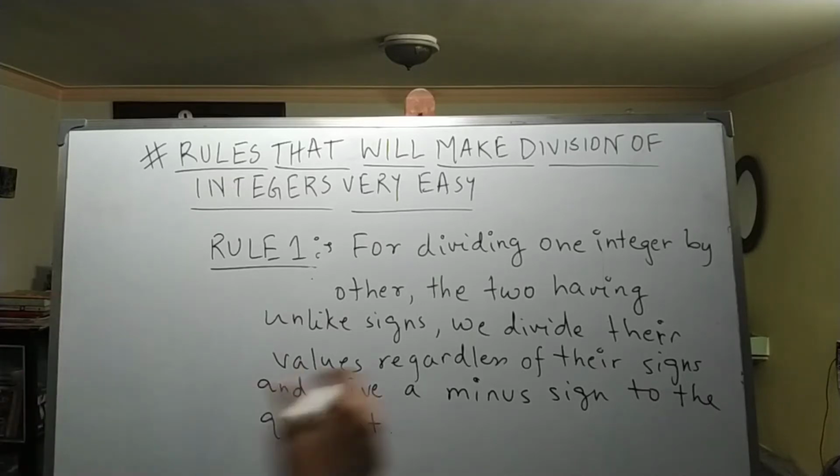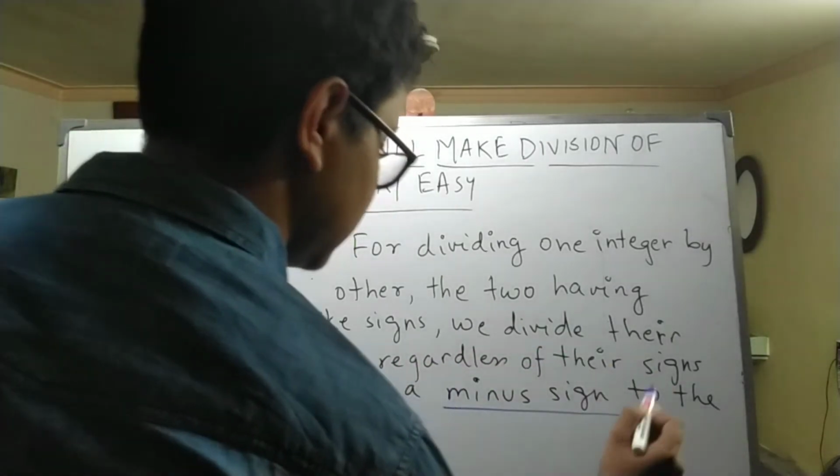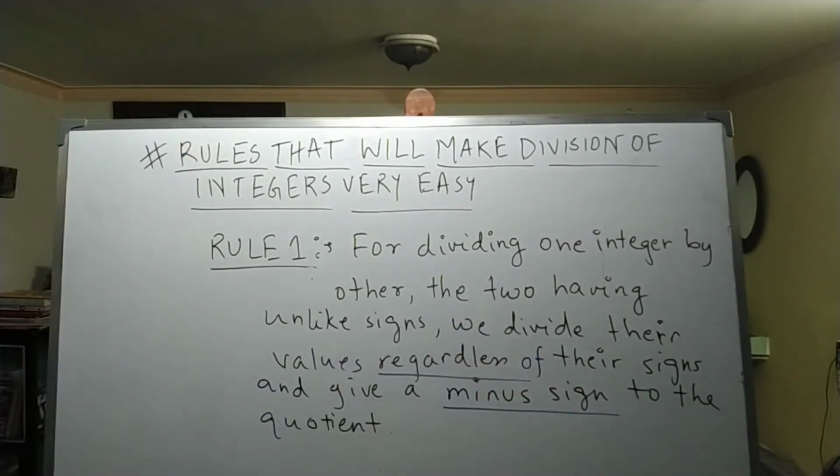This is the main keyword here. We divide their values regardless of their signs and give a minus sign to the quotient. We do not bother what is the sign, regardless of their signs.